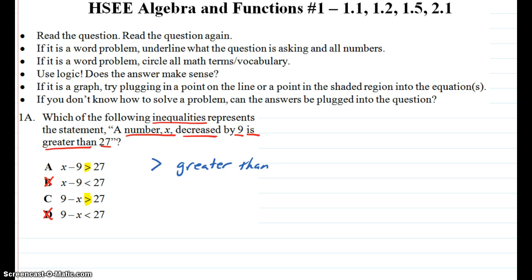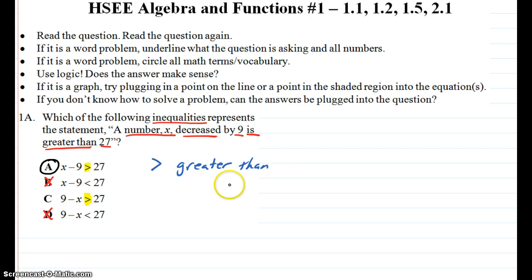So now let's look at the problem again. A number x decreased by 9. So now we're looking at this word decrease, and obviously decrease is going to mean subtraction. And so here this says x decreased by 9, whereas this one says 9 decreased by x. And so we're going to go in this order like it's written. So the correct answer here is A.